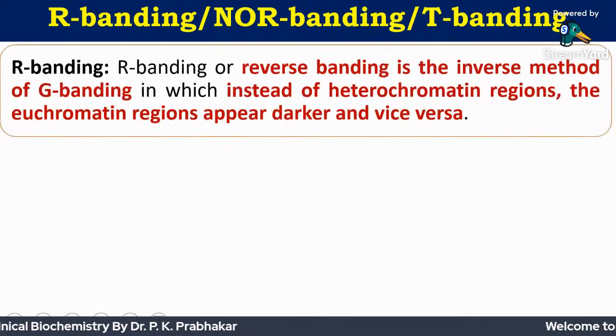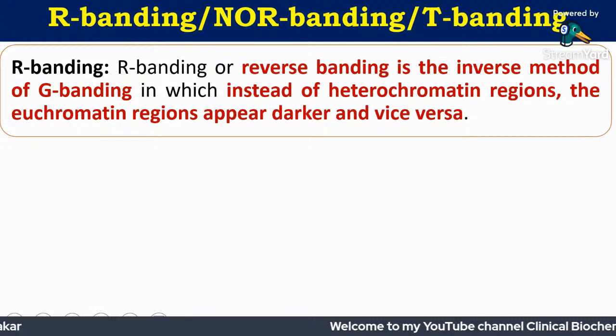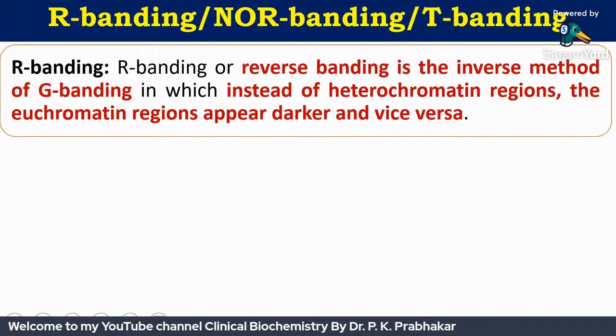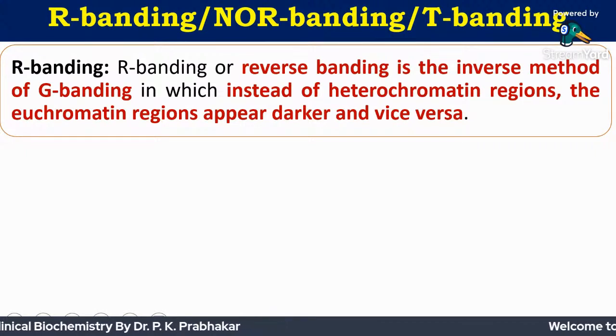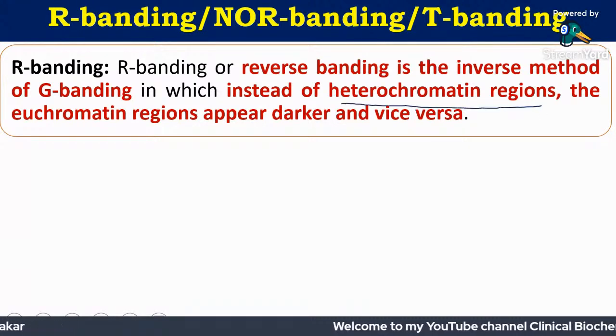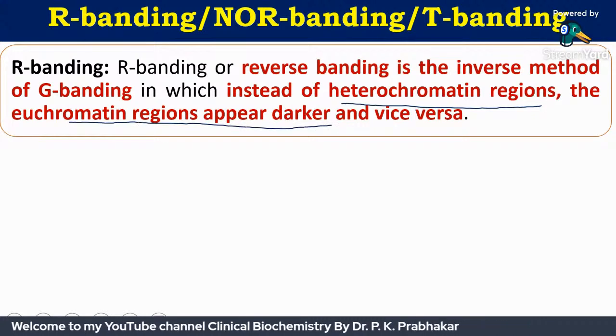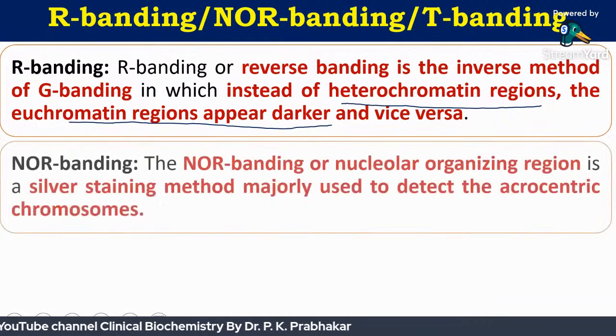R banding is called the reverse banding technique. It is the reverse of G banding. Here, slides are first treated with phosphate buffer followed by G banding to produce an inverse banding pattern. Inverse means here the heterochromatin region takes the lighter color and the euchromatin region is darker. That is called reverse banding.